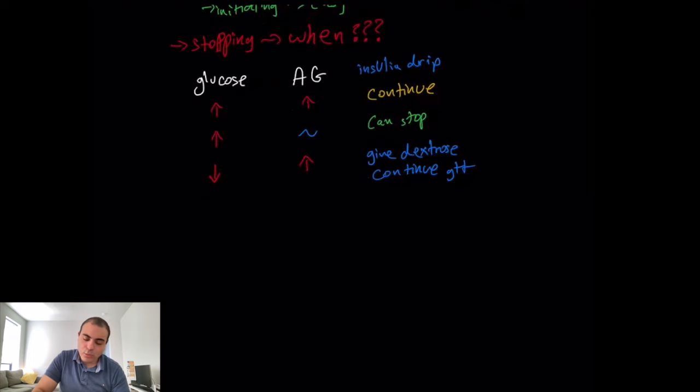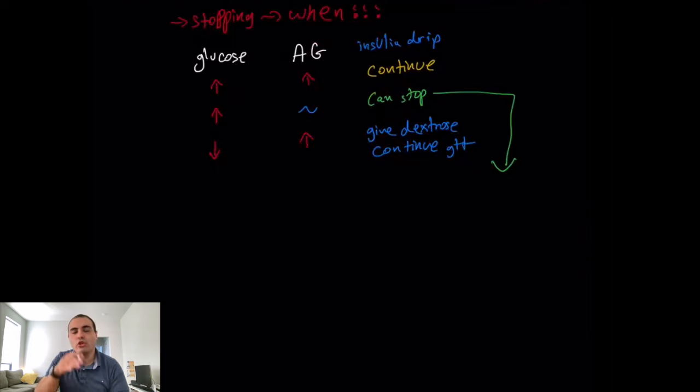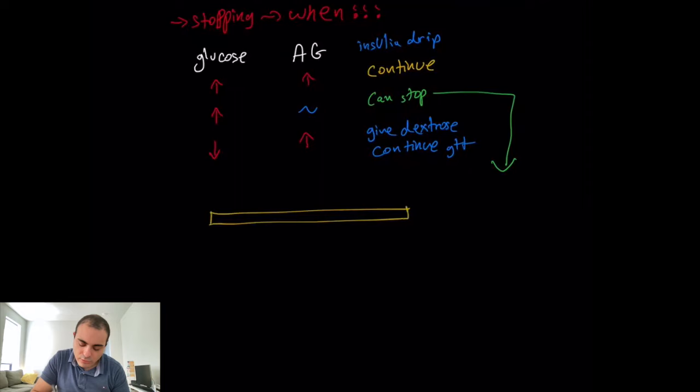Now, just a quick word about stopping the insulin drip. When you're stopping the insulin drip, you can't just stop it and then not do anything, because the patient usually will bounce back. The anion gap will go down and then they will bounce back. So what you usually want to do is, if this is your drip, this is time, this is your drip.